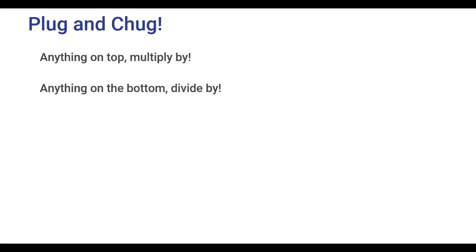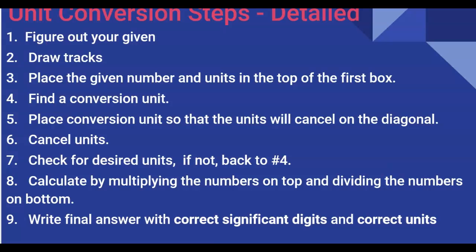So then the next part is you plug and chug. So anything on top of your train tracks, we're always going to multiply by. Anything on the bottom, you want to hit divided by in front of. So even if you have multiple things on the bottom, you still hit divided by in front of each of those things. So go ahead and pause and take a look. This is kind of me talking it all out in one place. So pause here and take a look.